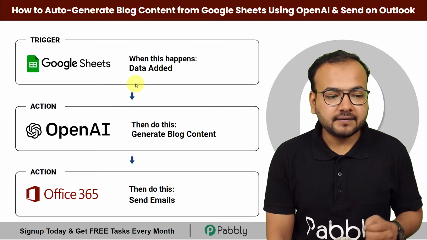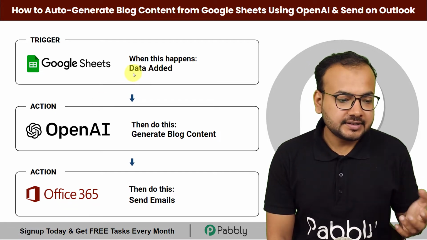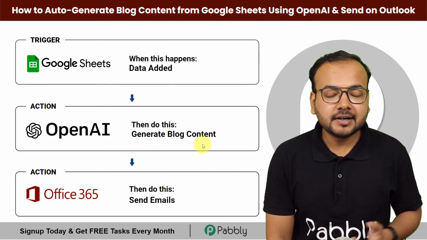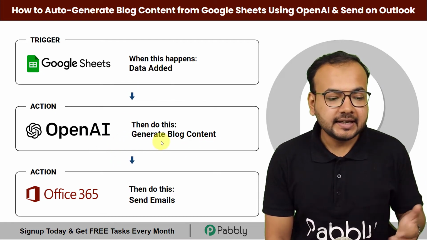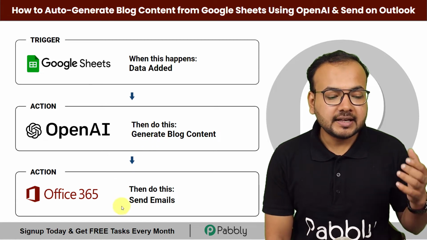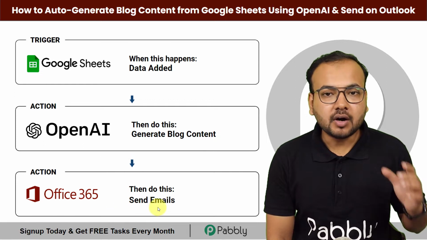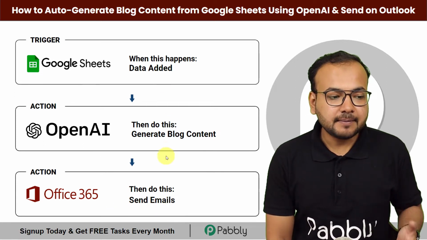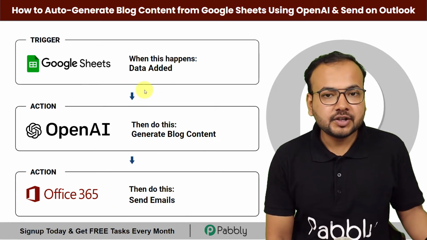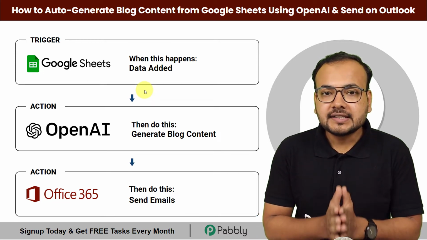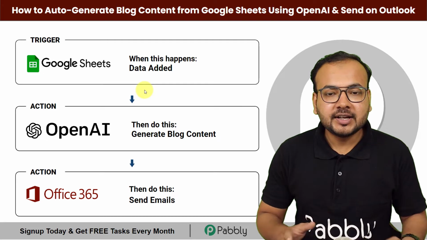And after that, you have to add some details here inside this spreadsheet about the blog, and a blog will be generated automatically using OpenAI, and the same blog will be sent in emails to your people automatically via Microsoft Outlook. And guys, to set up this automation, we are using Pabbly Connect, which is an automation tool. So guys, we can set up this automation without any coding very easily.